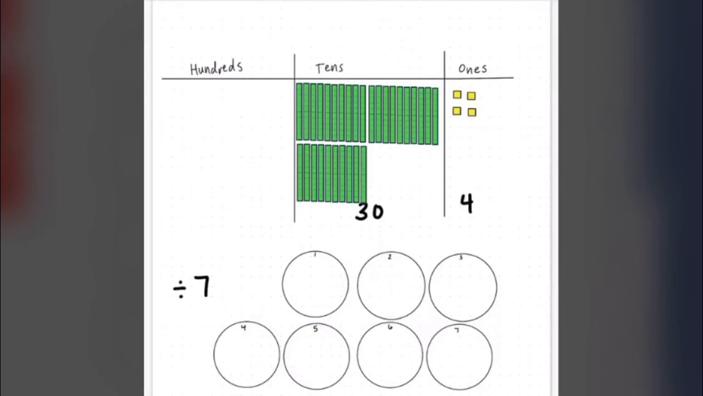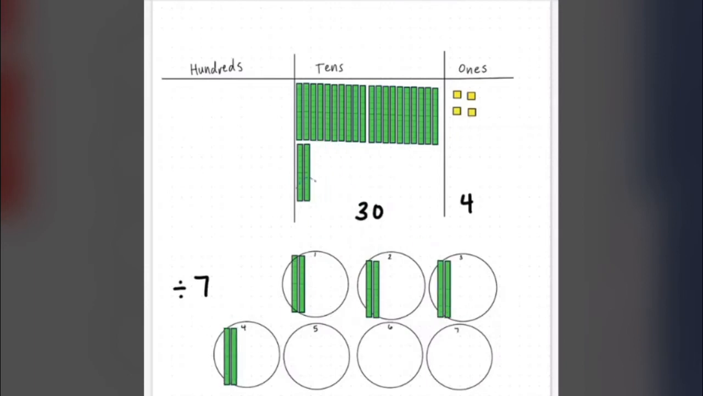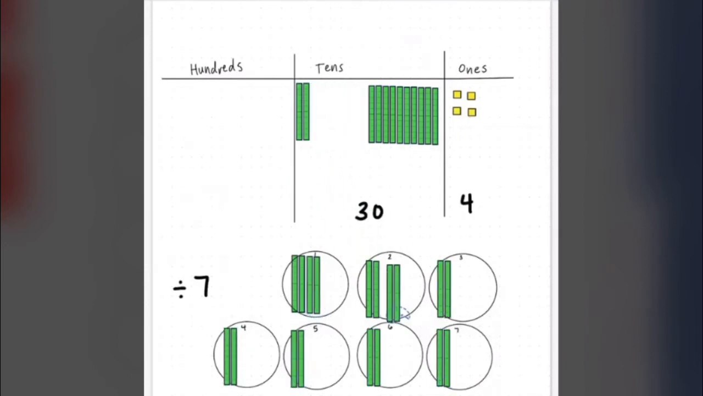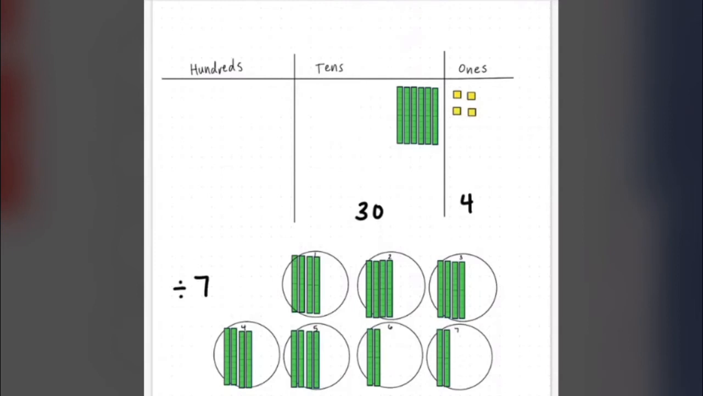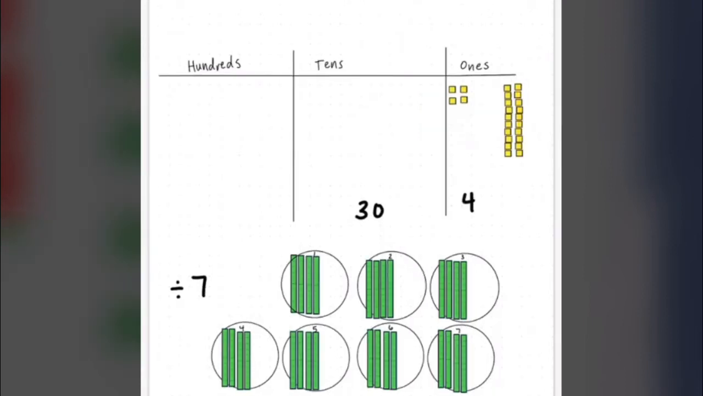We now have 30 tens, which is equal to 300. Let's divide them equally between the 7 groups. We now have 2 rods, or 20, left in the tens place that we need to put into the ones place so that we can evenly divide them into groups of 7. Now let's divide our units, our ones, into the groups of 7.